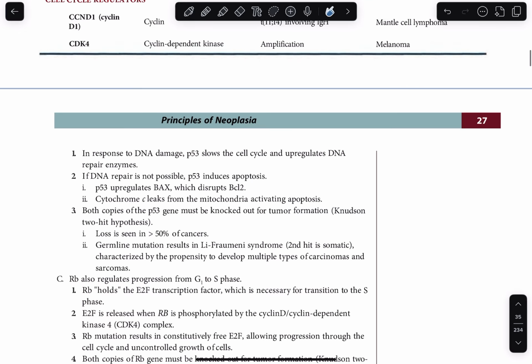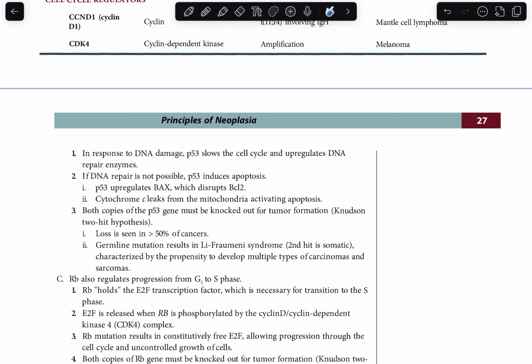In response to DNA damage, p53 slows the cell cycle and upregulates the DNA repair enzymes. If DNA repair is not possible, p53 induces apoptosis. p53 upregulates BAX, which disrupts BCL2. Cytochrome C leaks from the mitochondria, activating apoptosis.